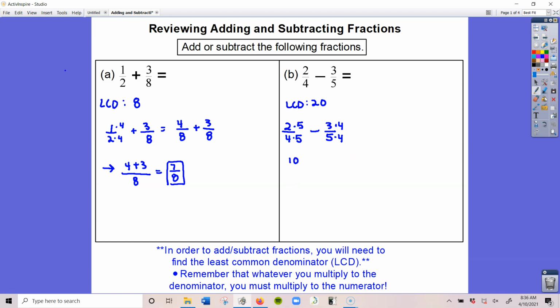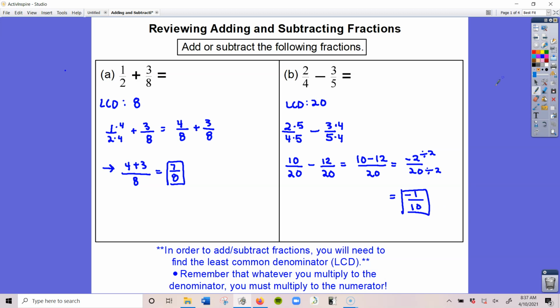This is now 10 over 20 minus 12 over 20, which we can put as one fraction as 10 minus 12 over 20. And 10 minus 12 is negative 2 over 20. Now this is the answer, but it can be simplified. Both the numerator and the denominator can be simplified by 2, meaning I would divide the numerator by 2 and divide the denominator by 2, which gives me a final answer of negative 1 over 10. And this will be my answer.